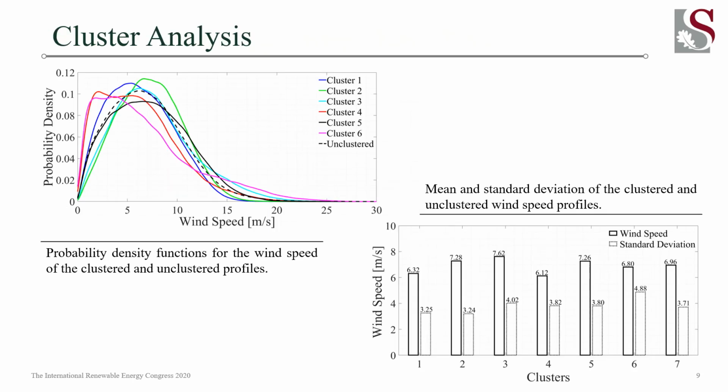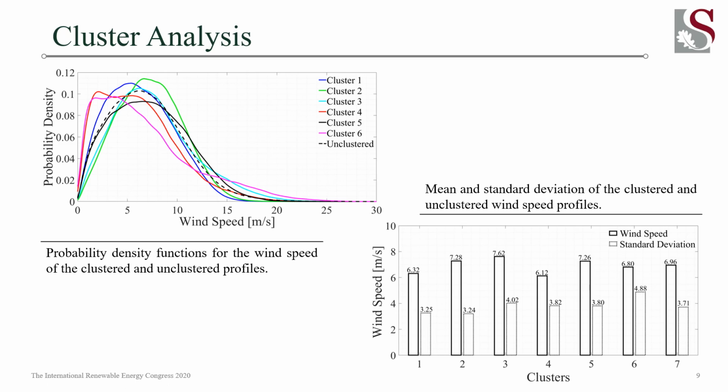Now let's analyze the clusters. The first figure shows the probability density distribution of the wind speeds of all of the coordinates contained in each of the clusters. Now the probability density distribution of the unclustered wind speeds is given for comparison, and this is the dotted black line. So the results show that the individual clusters exhibit distinct variations in the associated wind speed probability density functions. And this indicates that groupings with defining characteristics have been partitioned within the dataset.